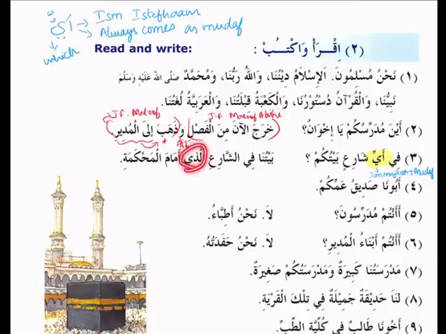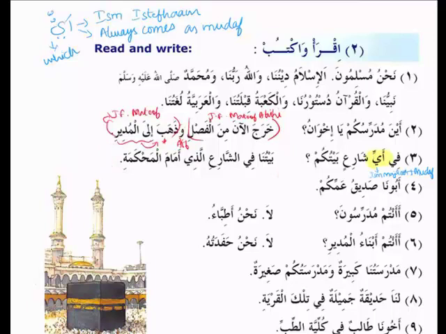And what is the position of allazi? Allazi is the sifa. Our house is in the street, that which. So the allazi is describing ash-shari'. So this is a sifa and ash-shari' is the mausuf. Amama is zarf and al-mahkamati will be the mudaf ilayhi. So this is one jumla ismiya.